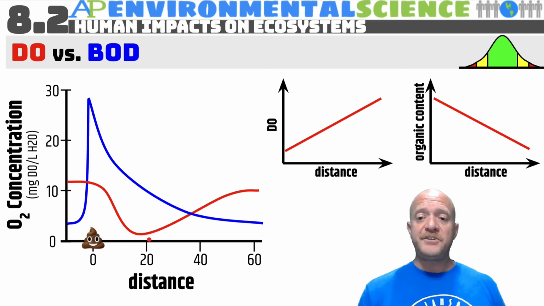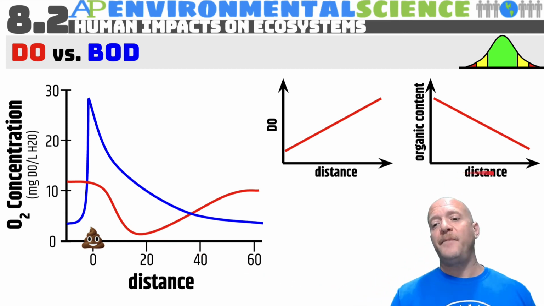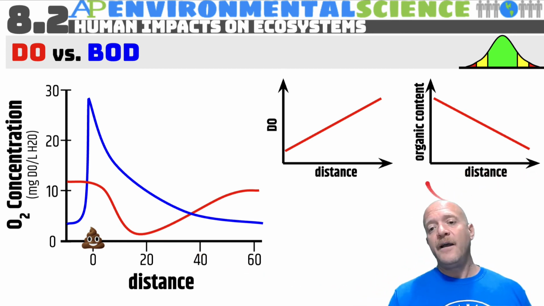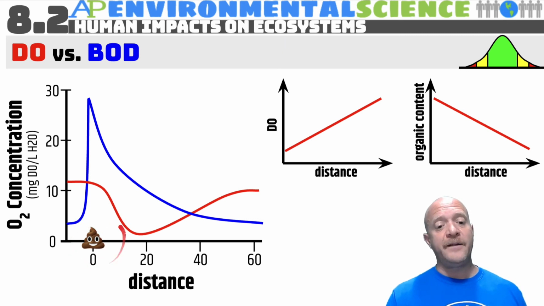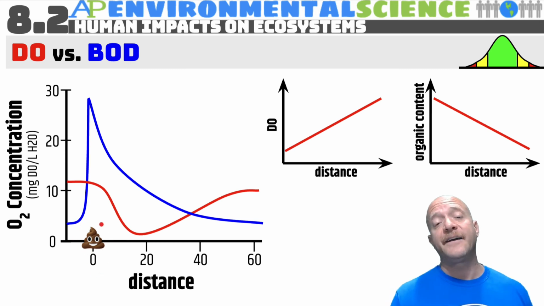And another thing I want to show you is that as the distance from an organic waste spill increases, the organic content will also decrease. So the oxygen will increase as we move away from a spill, and organic content will decrease as we move away from a spill. And when I say spill, I mean an organic waste spill. It doesn't just have to be a little turd. It could be any sort of organic material, whether it's runoff from an agricultural field, anything to that effect.